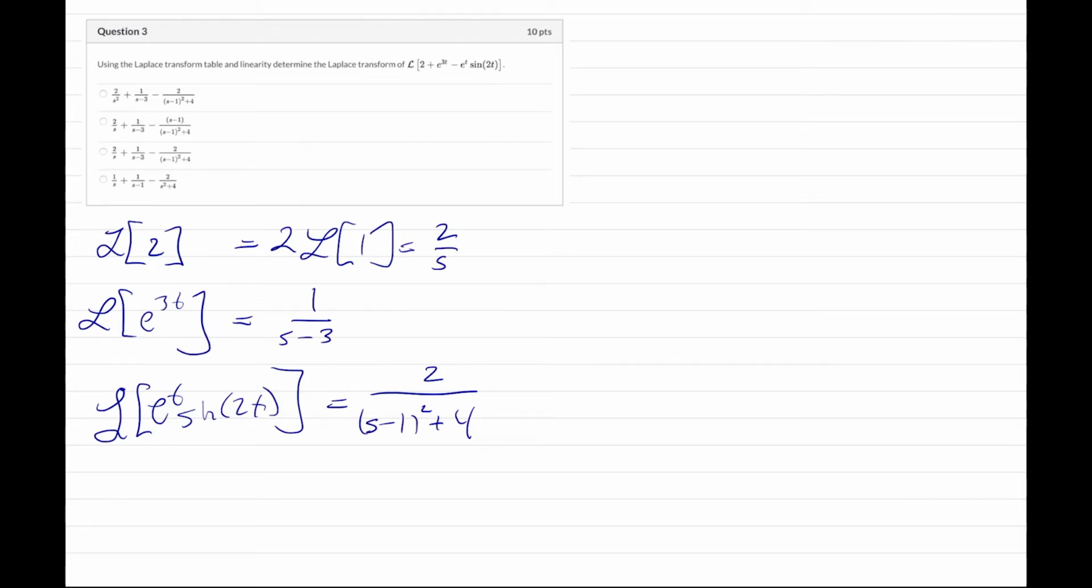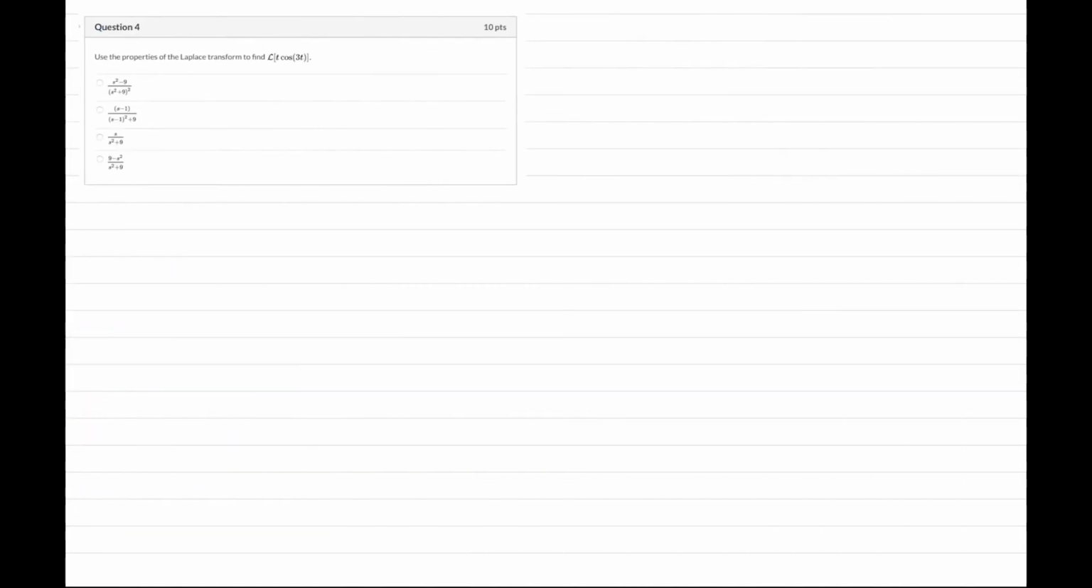All right, so the answer that we get is all these three guys added together, so 2 over s plus 1 over s minus 3 plus 2 over (s minus 1) squared plus 4. All right, and so, oh, not plus on that last one, that should be a minus. Like that. All right, so 2 over s, the first three have those, s minus 3, that's on the first 3, good. And on the last one, we have this guy, yep, okay, so looks like it was this first term here. Okay, cool, let's go on to the next one.